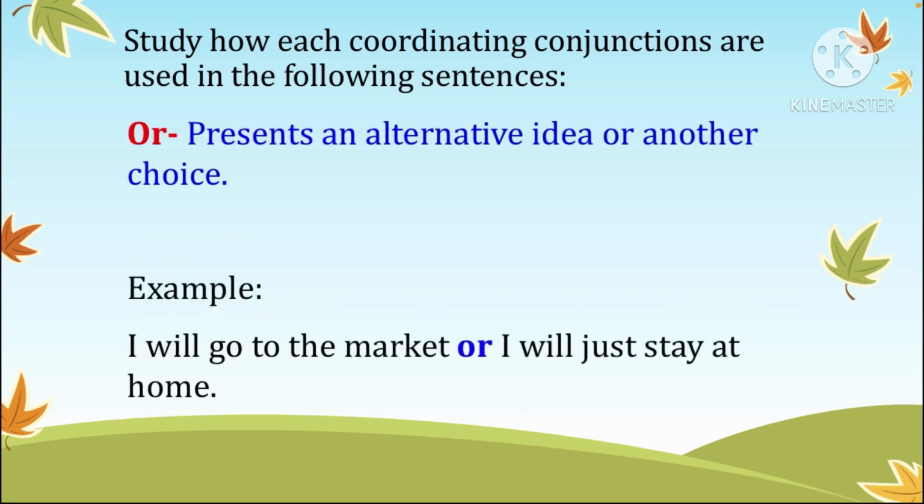The next conjunction is or. It presents an alternative idea or another choice. Example: I will go to the market, or I will just stay at home.